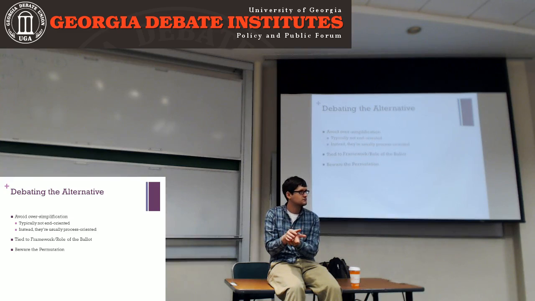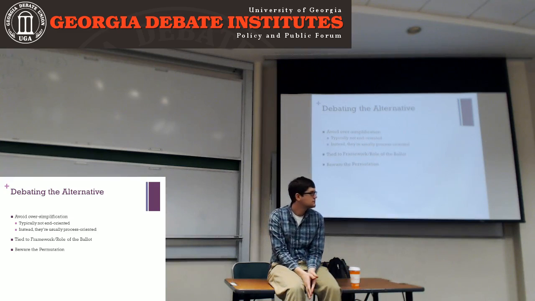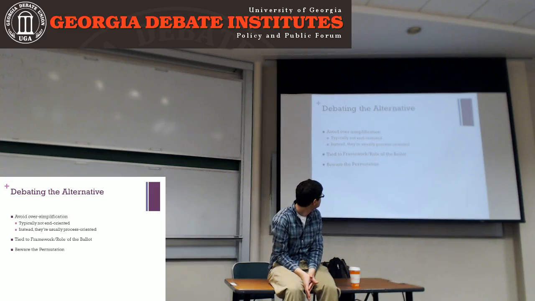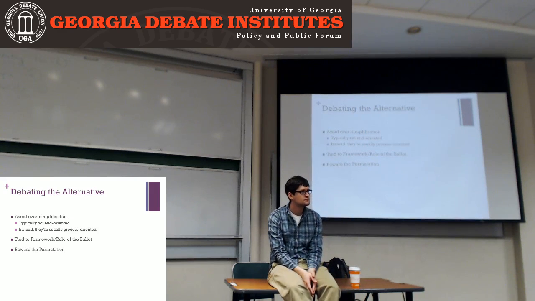Yeah, Cora? Okay, so the third point on there, I'm just trying to understand the question. The third point is permutation, right? I understand how permutations work in terms of counterplans, but I don't understand how they work in the world of the critique, because there is no alternative as to the idea.